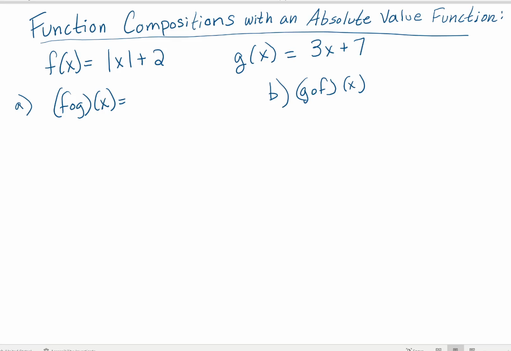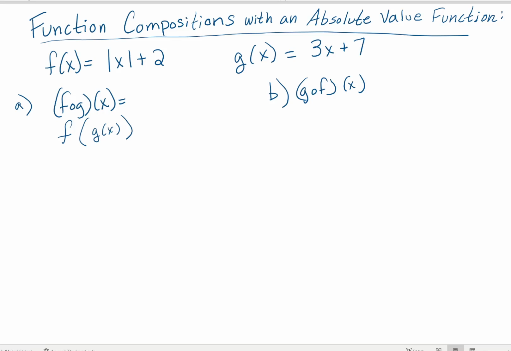This video is to look at function compositions with an absolute value function. So we have our two functions, f of x equals absolute value of x plus 2, and g of x is 3x plus 7. And we want to first do f of g of x. I would suggest first rewriting this to be f with parentheses g of x.